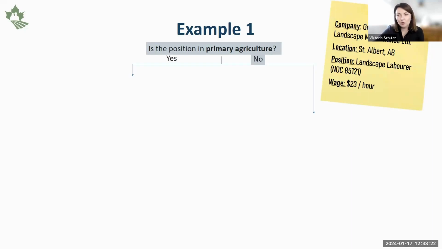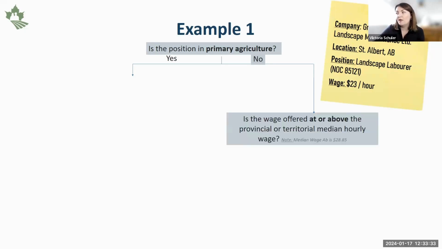How will we determine the stream? Let's try to do that. So is the position in primary agriculture or not? The answer is no, because it's not on the premises of the farm. The worker will be servicing all the clients across the city. So it's not in primary agriculture. And the next question we're asking is if the wage is at or above the provincial median wage. The median wage in Alberta is $28.85. So the answer is no. And here it is. The worker must be hired in the low wage stream. I hope it's pretty straightforward.